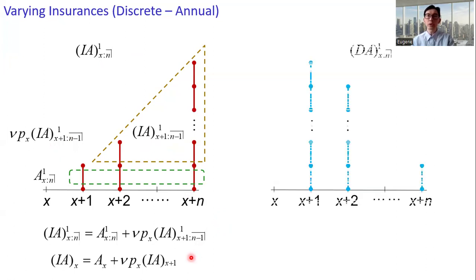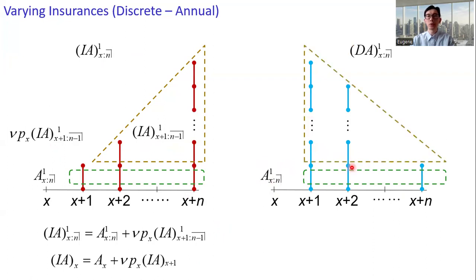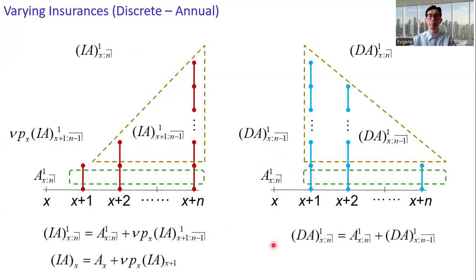For decreasing insurance, the N-year term insurance, and then the top part, this is the N-1 year decreasing insurance issued on age X. And we get the relationship.